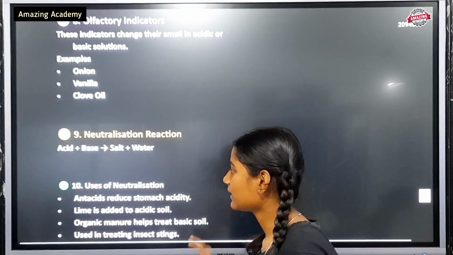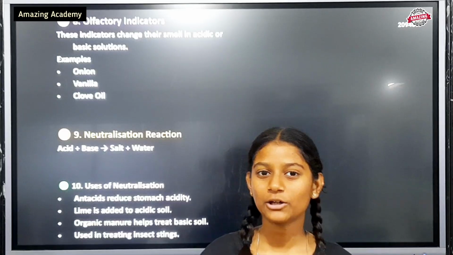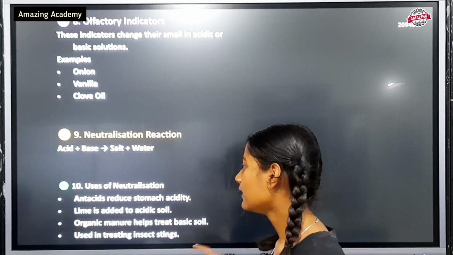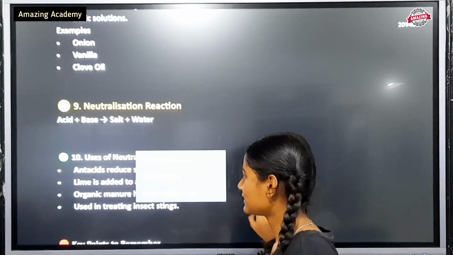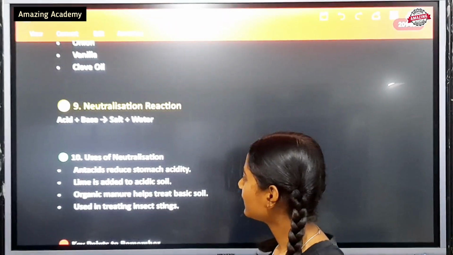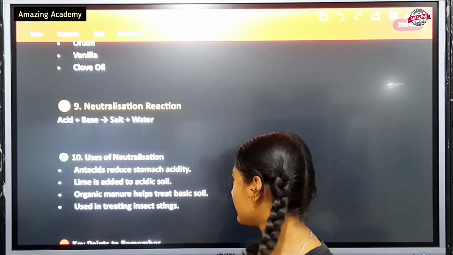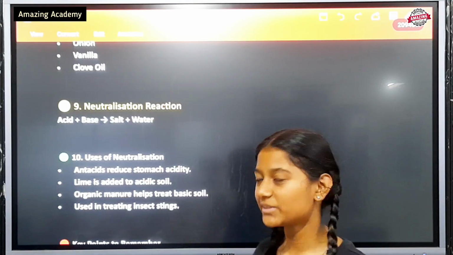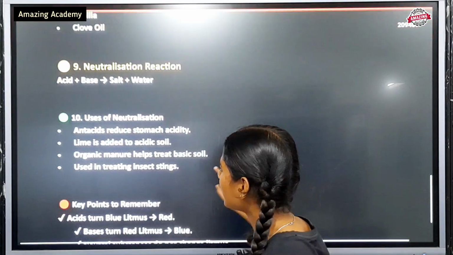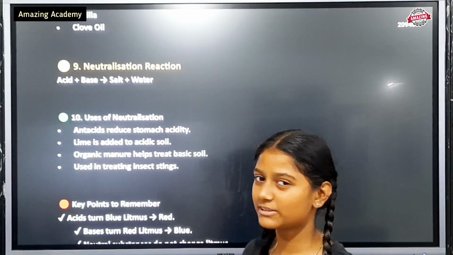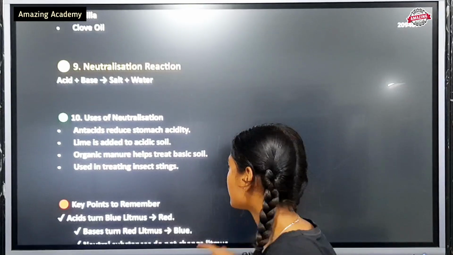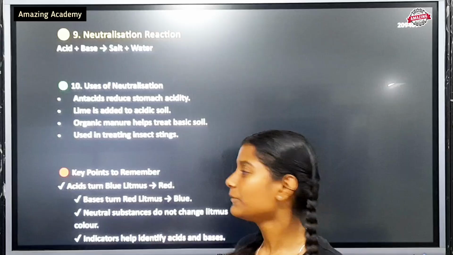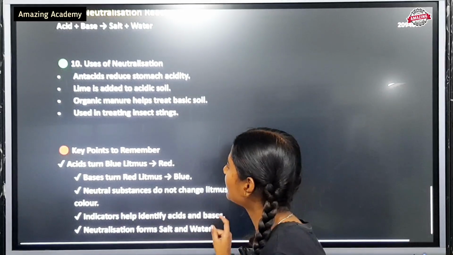Now the neutralization reaction: when an acid and a base are combined, they form salt and water, and it also releases heat. Next are the uses of neutralization. Antacids reduce stomach acidity. Lime is added to acidic soil to make it more basic in nature. Organic manure helps to treat basic soil. Neutralization is also used in treating insect stings.